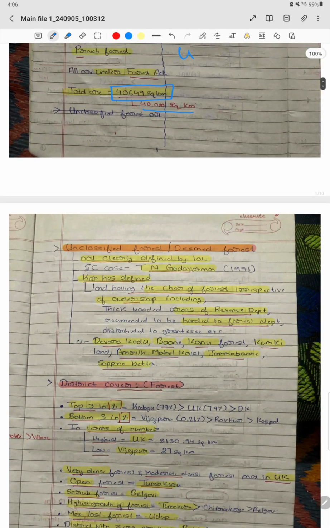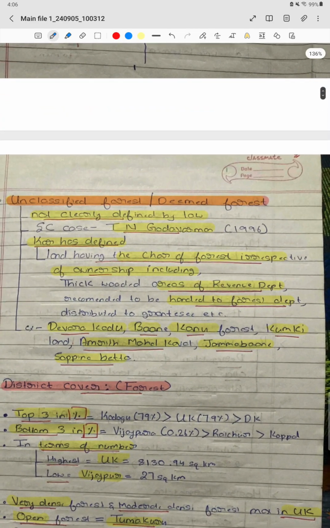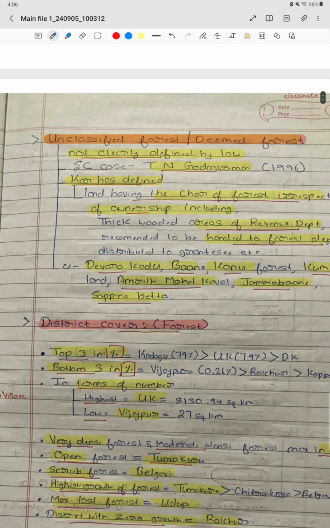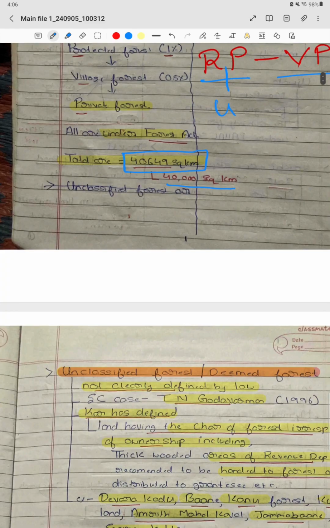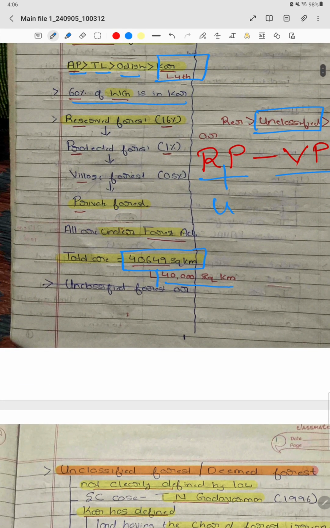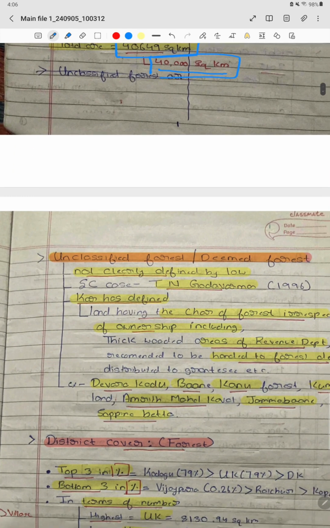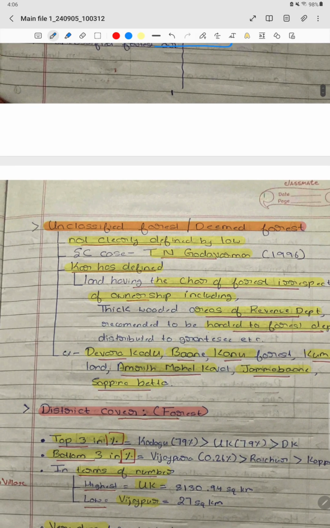Then let us move to the next. Here we have unclassified forest or deemed forest. So what is this basically? The forest that has not been considered in this 40,000 square kilometer will be called unclassified forest. But this is not the exact definition. There is no clear definition of the unclassified forest or the deemed forest. The definition is derived from a Supreme Court judgment, the T.N. Godavarman case of 1996, and Karnataka has taken the definition from this.